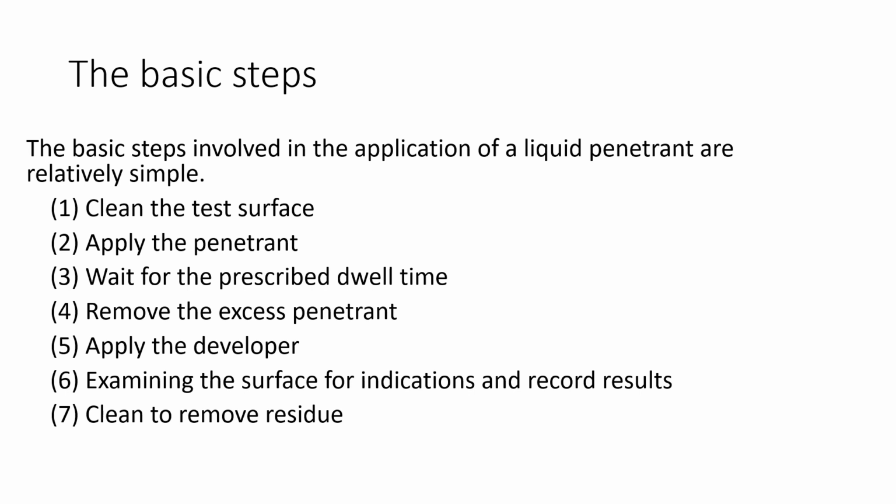Then we're going to apply our developer. Like we said in the previous couple slides, we're going to throw some chalk on there. That's more or less what we're doing. And that chalk, or that developer, is going to pull out the penetrant, and that's going to give us an indication. Then we're going to examine the surface for indications and record the results. And then we're going to clean to remove any residue that might be left on the surface of the part.